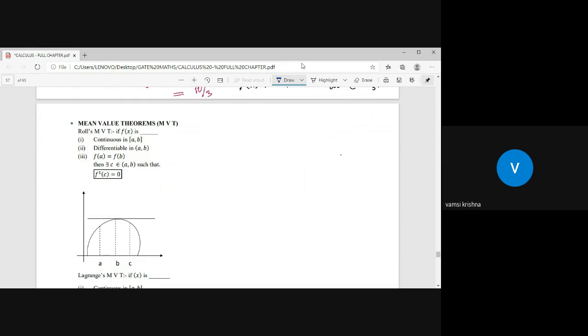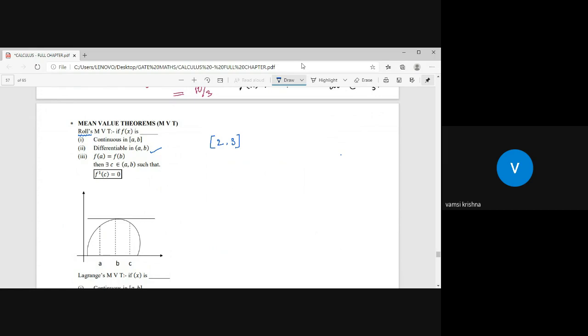Students, when you are taking this statement here, everything is very important. In the sense, here the bracket is also very important. If I use this bracket closed, open parenthesis, it is like an open interval, and this is a closed interval. So it's very important. Let us see the definition of the first theorem, that is Rolle's mean value theorem.